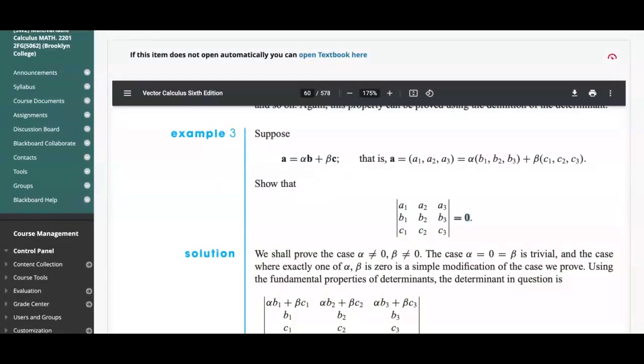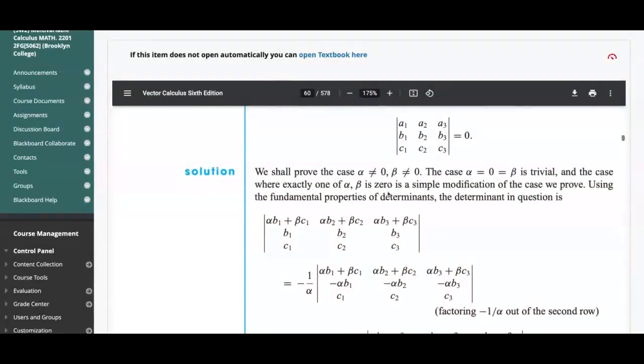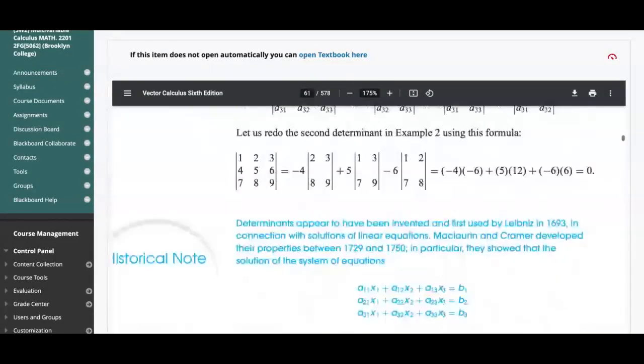Because why? Because they're collinear, coplanar. Because maybe B and C form a plane. Then if A can be represented in terms of B and C with some scalars, that means A is on the same plane as B and C. With some proofs you may go over.